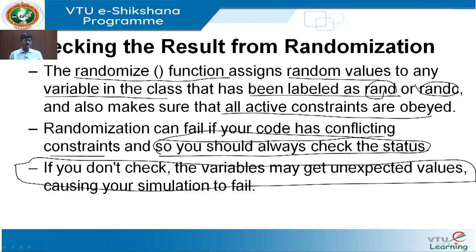You always need to check this status and make sure whether the status is passed or failed. If the status is failed, you need to look more closely at these values. If you didn't check, then the whole simulation will go to a failure. So what do we need to look at? How well you solve the constraint, so that your status is always passed rather than a failure.